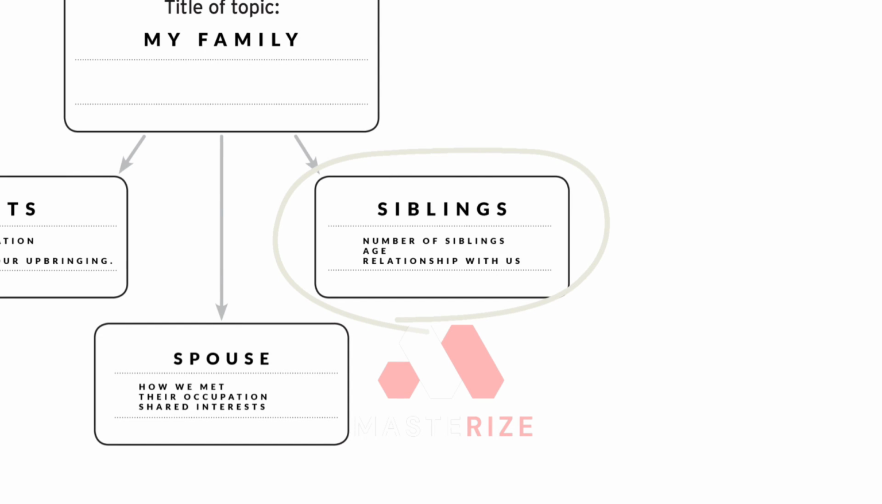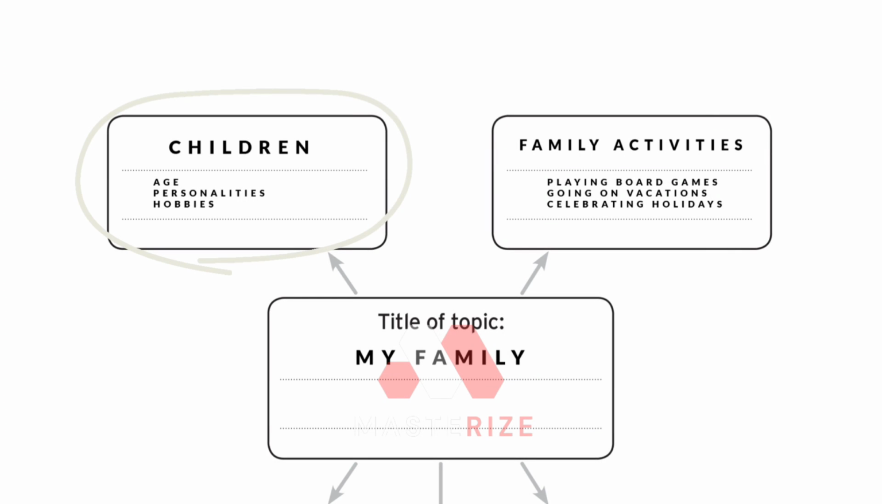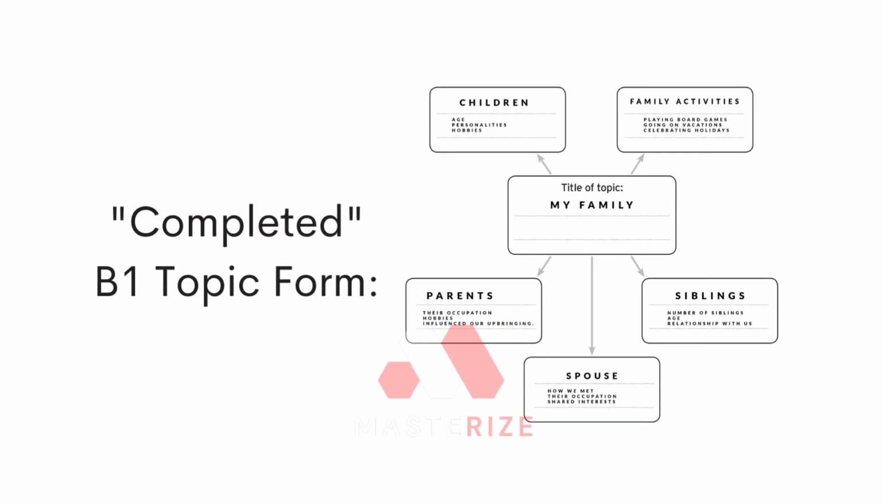Under siblings, we could cover the number of siblings we have, their age, and their relationship with us. For children, we might include information on their age, their personalities, and their hobbies. Finally, under family activities, we could cover the different activities we do together, such as playing board games, going on vacations, or celebrating holidays.